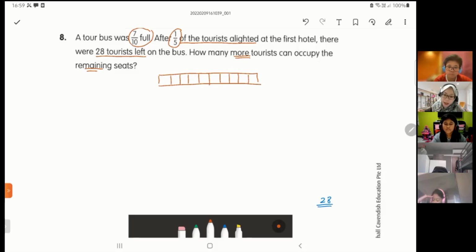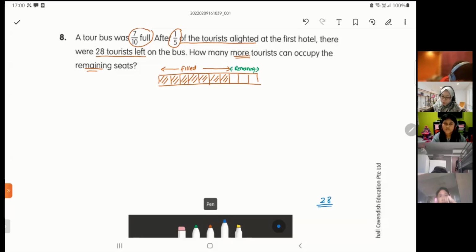Right, we have 10 parts and then we are going to shade 7. 1, 2, 3, 4, 5, 6, 7. So this is the one that is filled up, filled with people. Next, you have the remainder here. The unshaded one is the remaining seats. So I just put there remaining. This is remaining, but I don't care about the remainder.